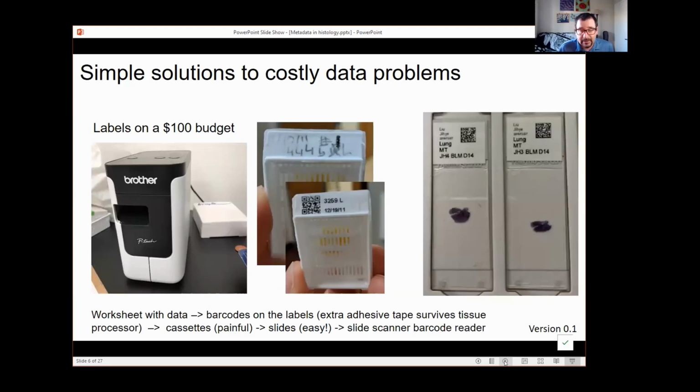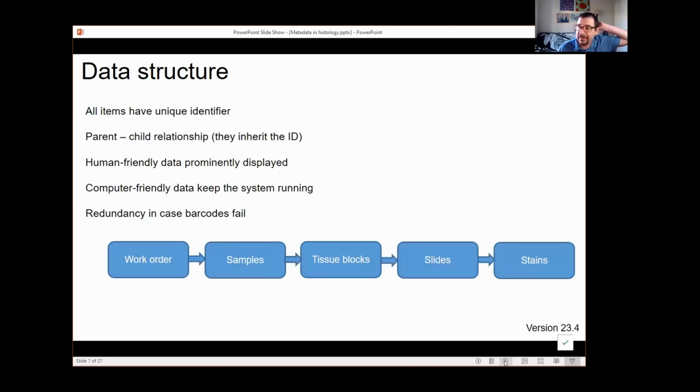And before I go into that, I want to tell you that you can start your labeling process on a budget that's less than $100. This Brother P-Touch printer allows you to print on tapes that survive tissue processing, and that you can also put on your slides or any other type of material that you're generating. So this was version 0.1. I didn't count the versions. This is just a joke, but there were many versions in between.